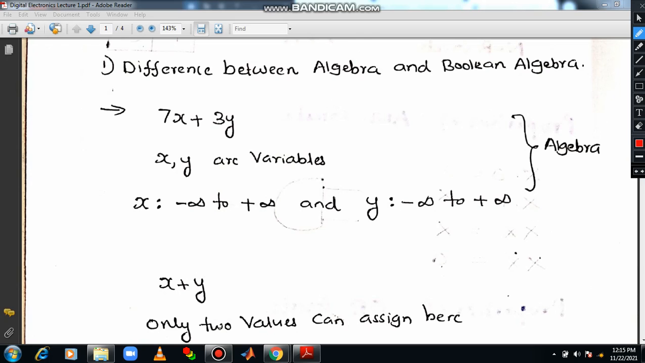When it comes to Boolean algebra, see x plus y. In Boolean algebra, the variable will take only two values. One is 0, another is 1. Apart from that you cannot give any other values, unlike algebra. So that's a major difference between algebra and Boolean algebra.